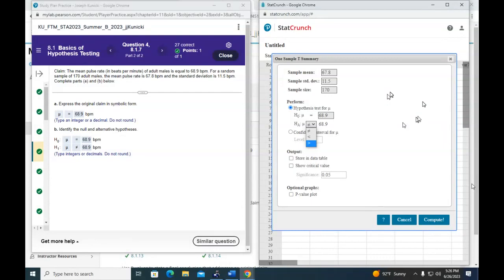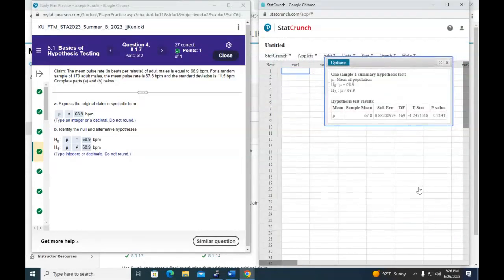Okay. See how nice it is? And we know that this is not equals. It's already queued up for that. So we can change it. And I would compute, and they would give me the t-stat, calculating the t-stat. The formula is on the back. I'll show you how to do some of that as we go. It calculates the p-value.